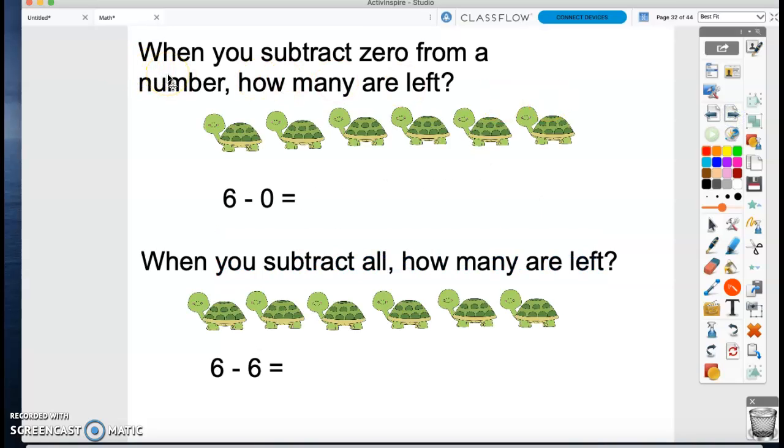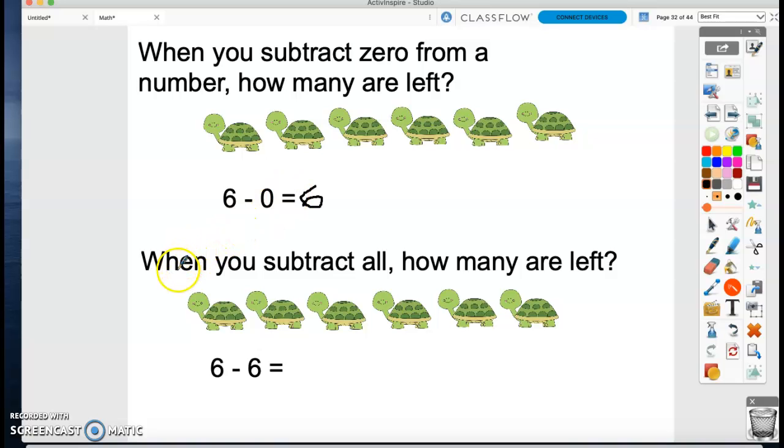It says, when you subtract zero from a number, how many are left? So I see there are 1, 2, 3, 4, 5, 6 turtles. And it says that we are going to subtract none of them. So if I do not cross off any of my turtles, how many turtles are left? 1, 2, 3, 4, 5, 6. Yes, you're right. There are 6 left. So the same number is left when I subtract 0.